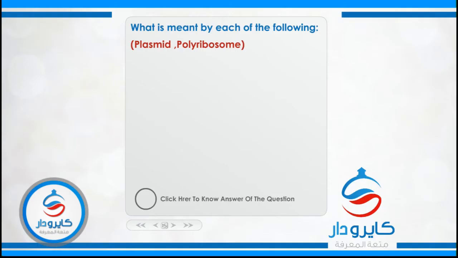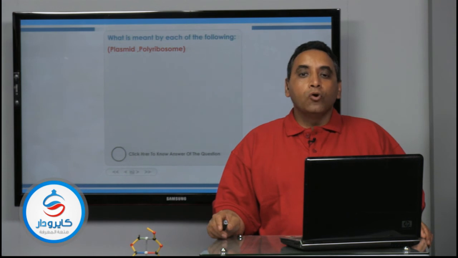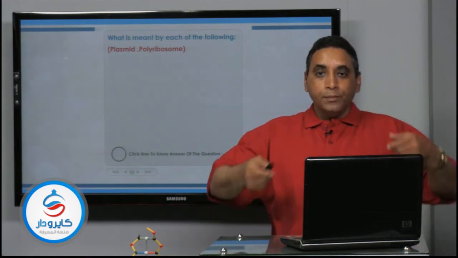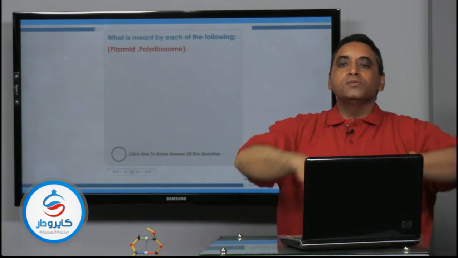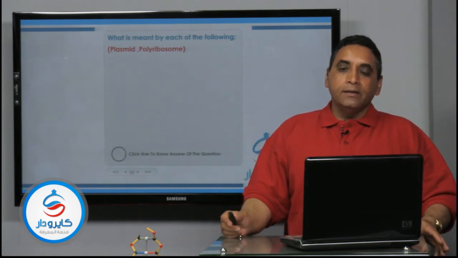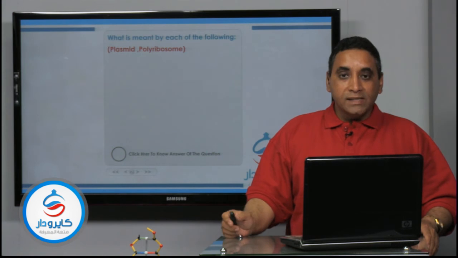What's meant by each of the following? Plasmid, polysome or polyribosome. Plasmid is a very small circular DNA inside the prokaryotes. The plasmid is very important during recombinant DNA. But the polyribosome or polysome is the presence of mRNA and a number of ribosomes during translation, or during protein synthesis.